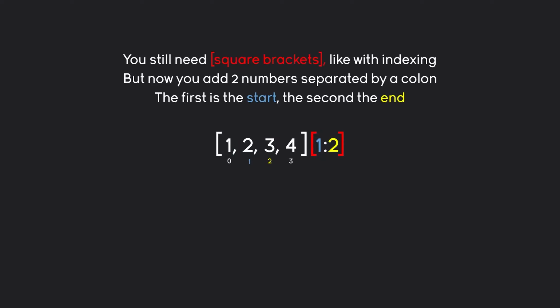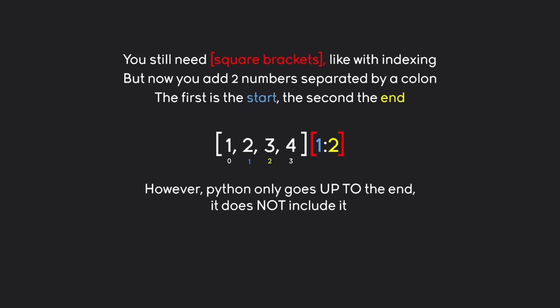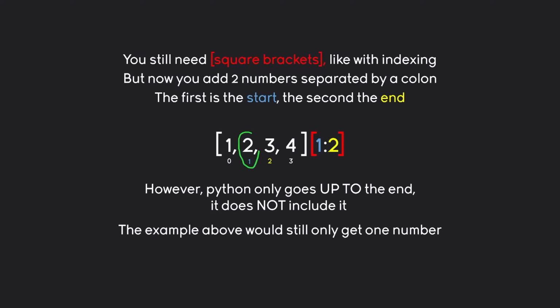However, there's a really important concept you have to understand. And that is, Python only goes up to the end, but it does not include it. Which means in this case, we would only get one number. We would be starting on this 2 here. That is our start value. However, we are only going up to index number 2, we are not including it. So in practice, our list indexing ends here, right before our end index. As a consequence, this operation here is only going to return this 2 and nothing else. That is going to be a fairly common issue, but you will get used to it.